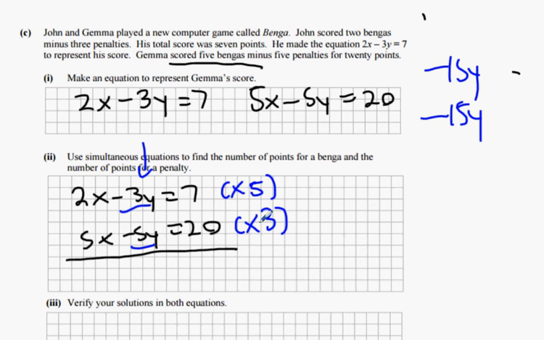So what happens if I multiply the bottom one by minus 3? What would happen then? Positive 15. Then they would cancel. So here's what we're going to do. We're going to multiply the top one by 5 and the bottom one by 3.